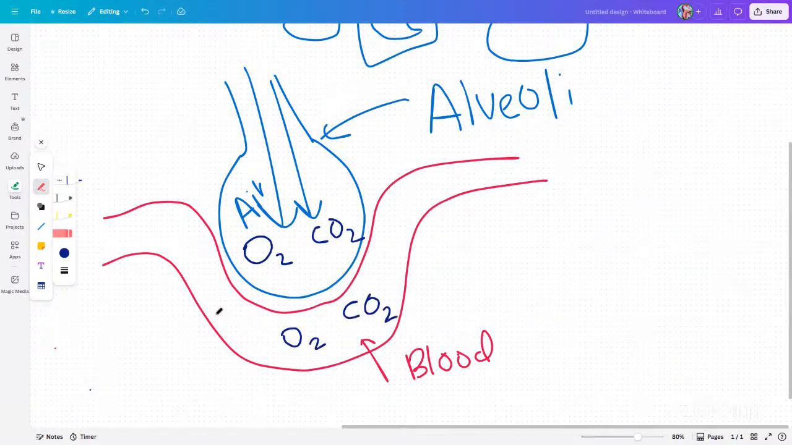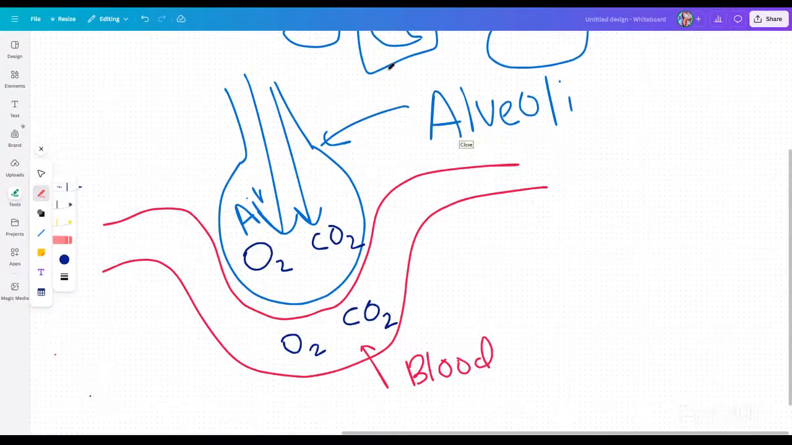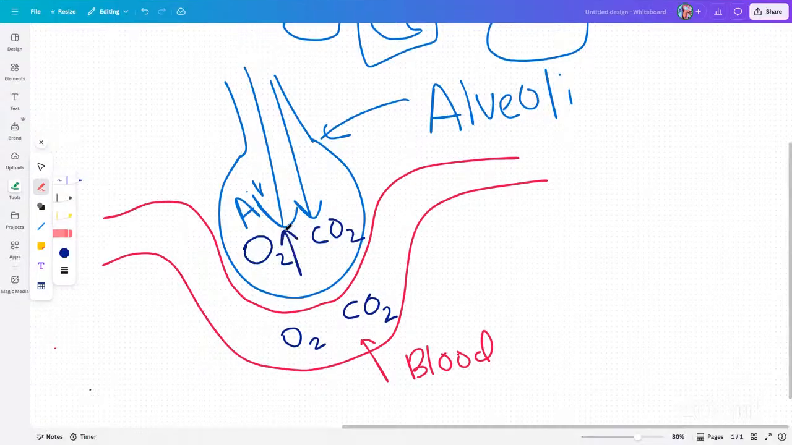May I know the concentration of oxygen in inhaled air? Now remember, this is air, all right? This is the alveoli air. This is the blood capillary. So may I know the concentration of oxygen in inhaled air? Is it high or low? Okay. So oxygen is going to be high and carbon dioxide is going to be low.